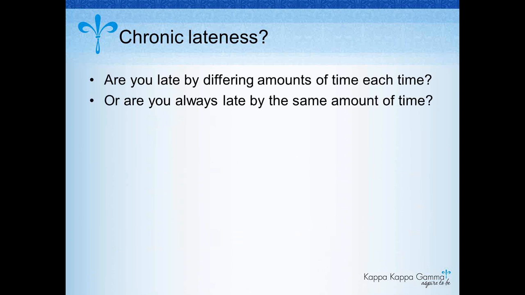If you're late by differing amounts of time each time, then it might just be a question of time estimation, which we talked about before, estimating how long tasks are going to take. You're just underestimating how long you think something is going to take, or overestimating. So you can work on that.